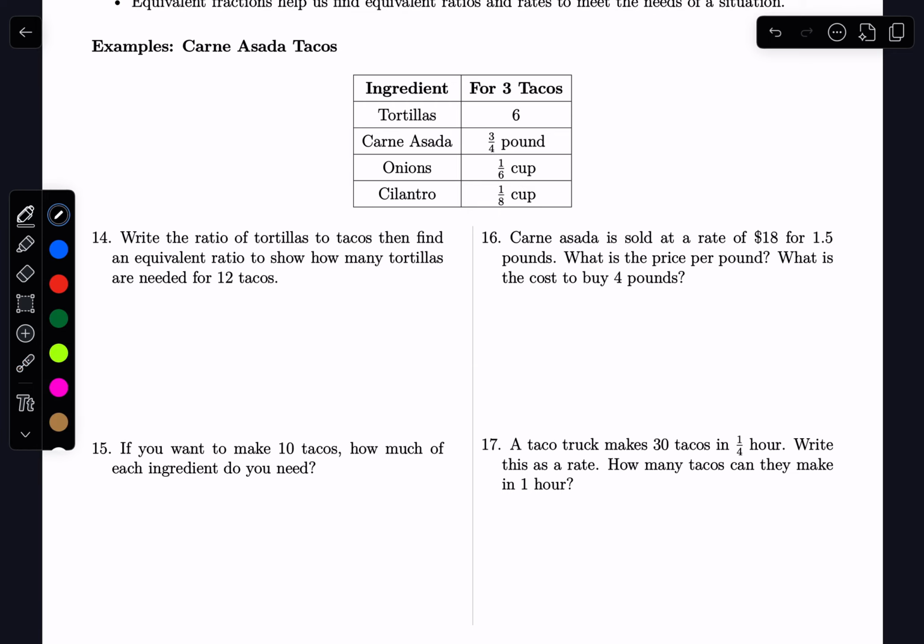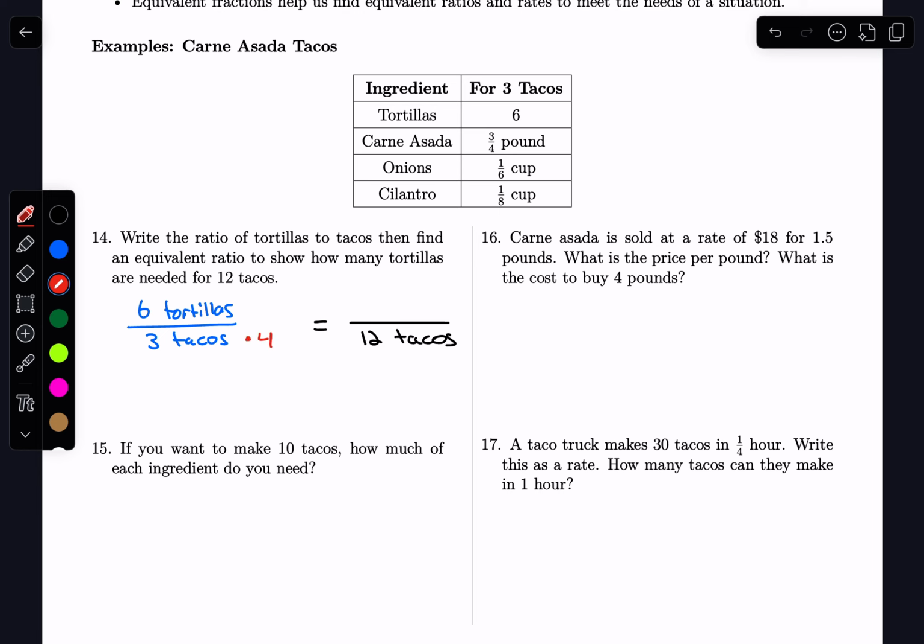So the first thing we're going to do is just write down the ratio of tortillas to tacos. So from that table, we would say that 6 tortillas is going to give us 3 tacos. All right, just taking the 6 and the 3 from the table. But now we're going to use an equivalent ratio or an equivalent fraction here to make the denominator be 12 tacos. So if you remember from earlier problems, when we first did equivalent fractions, I'm writing the denominator down here, 12 tacos, and then I'm going to ask myself, what do I have to multiply 3 tacos by to get to 12 tacos? And the answer is 4.